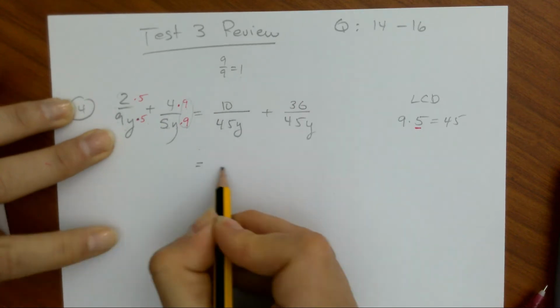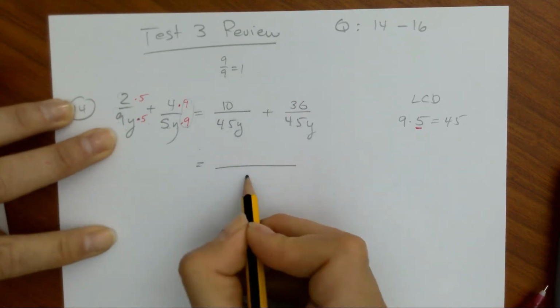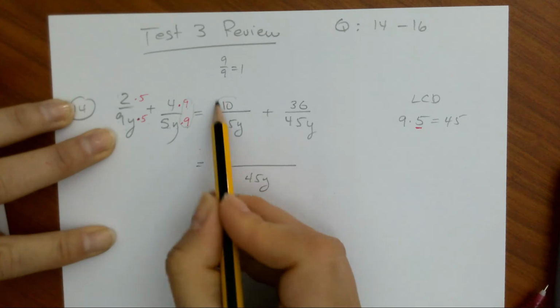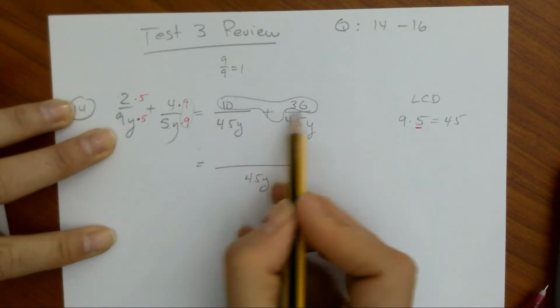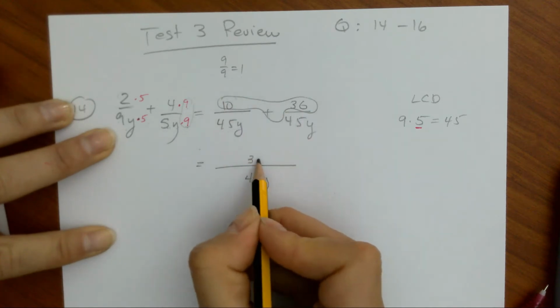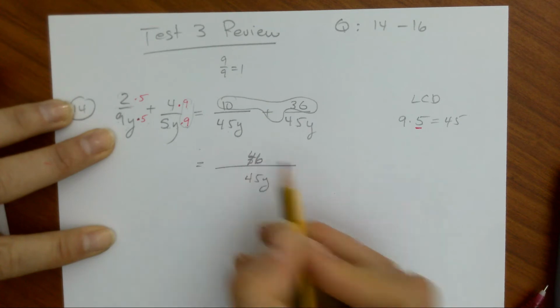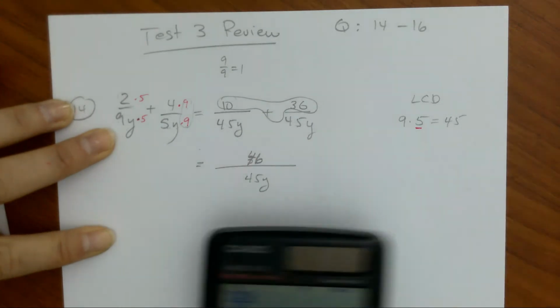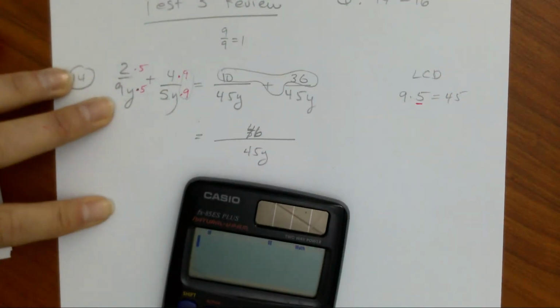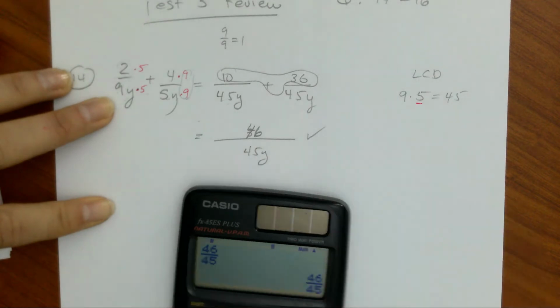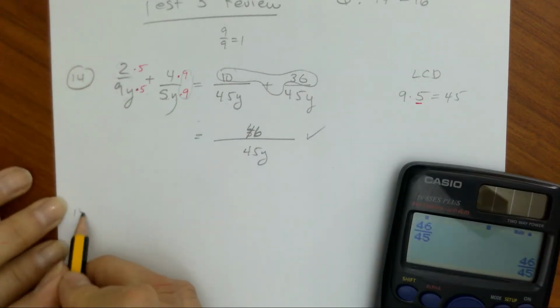So now that I have a common denominator, I can just add the tops. 10 plus 36 is 40. Oops, is 46. Okay, and let's check to see if we can make that any more simple. I'll just put that in my calculator. Nope, it comes up the same, so that's our answer. Let's look at question 15.